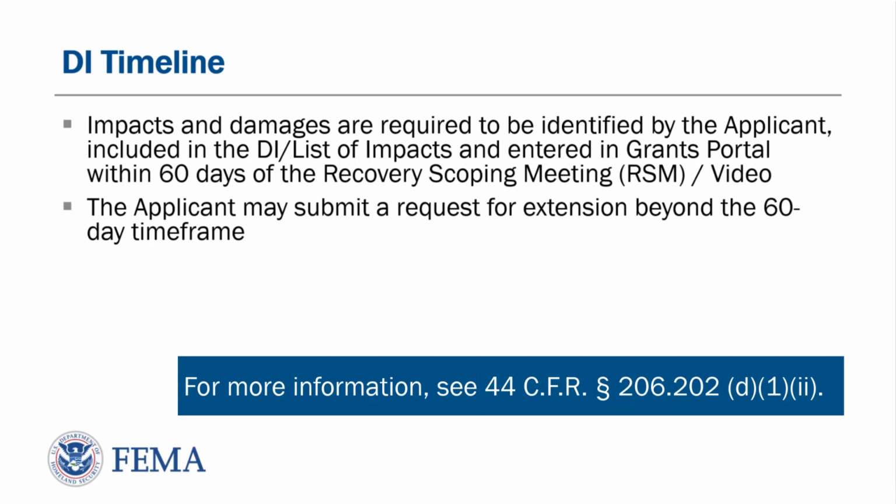Regarding the timeframe allowed to complete the DI, all impacts and damages must be identified by the applicant, included in the DI, and entered into Grants Portal within 60 days of the recovery scoping meeting or the certified completion of the recovery scoping video. FEMA may extend the deadline to identify and report the impacts if the applicant submits a request for extension and provides justification based on extenuating circumstances, and if that request is approved.